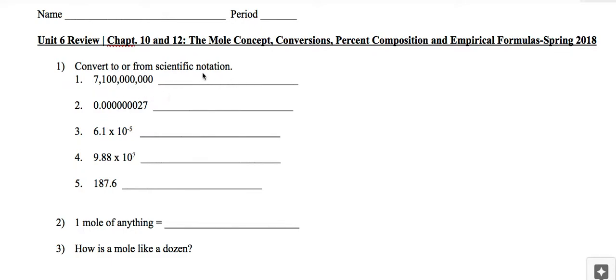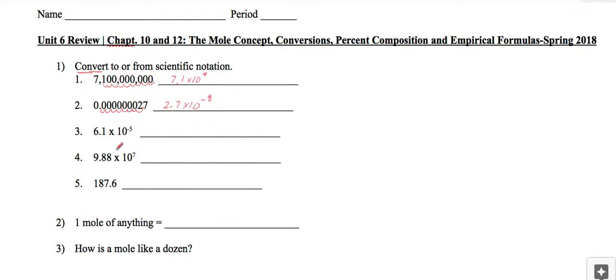So we have scientific notation first. We're converting one way or the other. If we have a large number like this, we're going to be moving the decimal to the left until it gets in between the first two numbers. So it's 7.1. We count how many times we move that decimal. There's 3, 4, 5, 6, 7, 8, 9. So it's times 10 to the ninth. And then if we wanted to do a very small number like this one, 2.7 times 10 to the other direction, 1, 2, 3, 4, 5, 6, 7, 8. Decimal is there, minus 8.